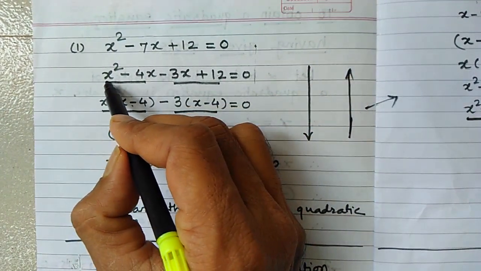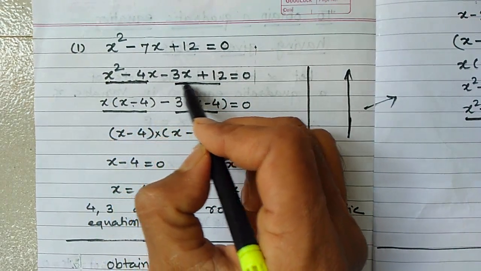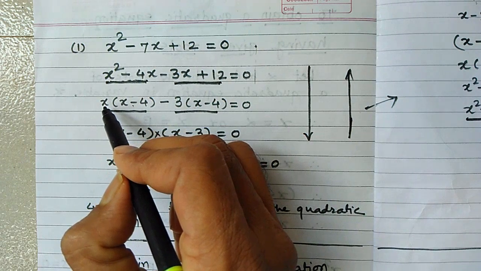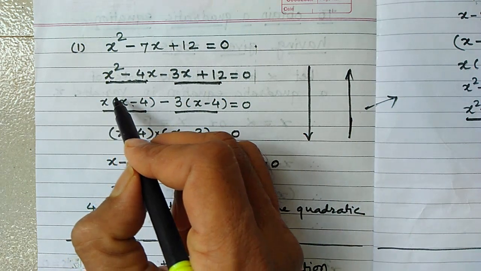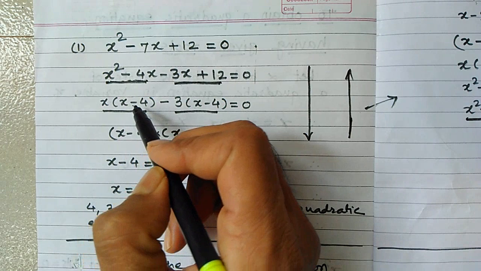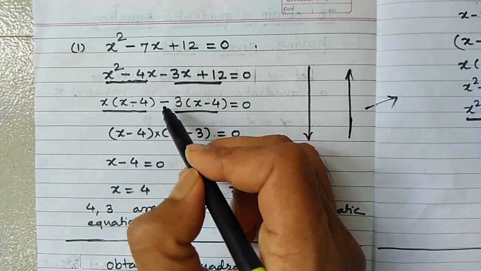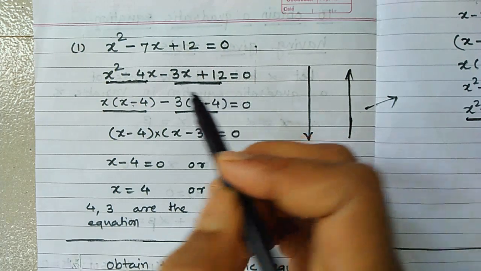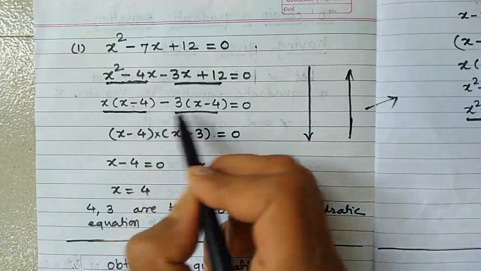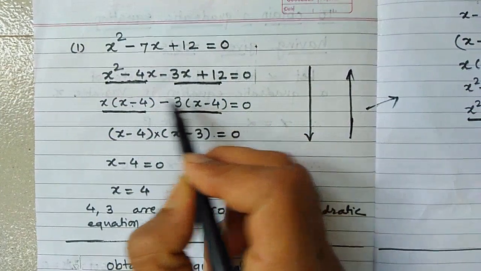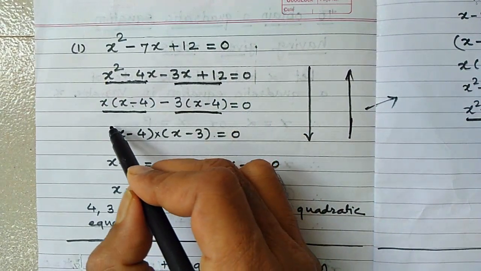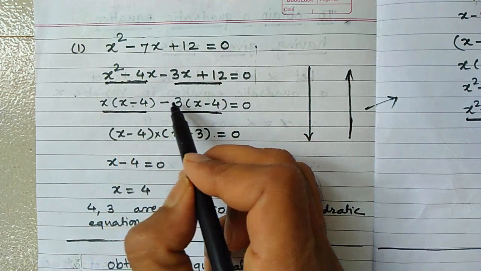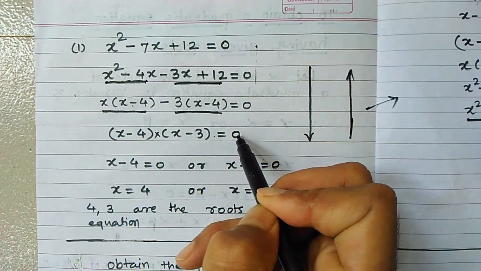Now take the common factor from the first two terms and from the last two terms. We get x as the maximum common factor, x in front of the bracket, and write down the uncommon things inside. Minus 3 is the common factor of the last two terms, and write the uncommon things in the bracket, is equal to 0. Now between these two, the bracket x minus 4 is common. I have taken this common and multiplied it by the uncommon things, x minus 3, is equal to 0.